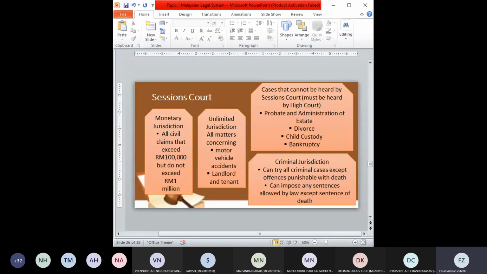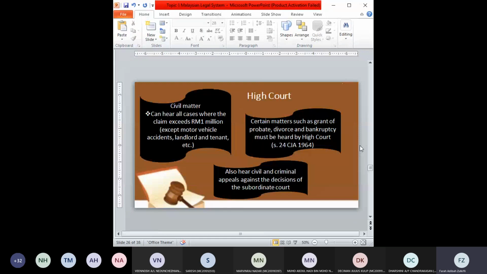So the amount that you claim, in a normal situation or in a specific situation, when you claim more than 1 million: if the case is about motor vehicle accidents or about landlord and tenant, it is still the Sessions Court. But in other matters, it will be heard by the High Court. Okay, so if there are no questions, we'll continue with the next court, which is the High Court.